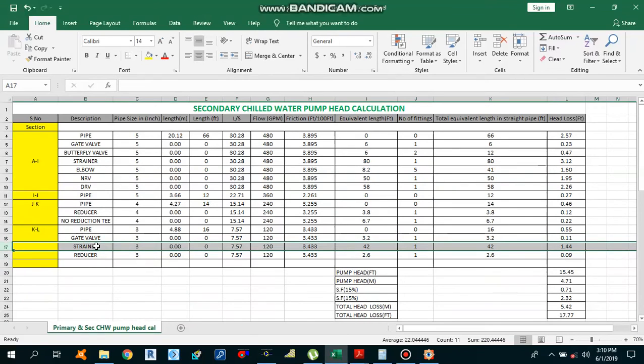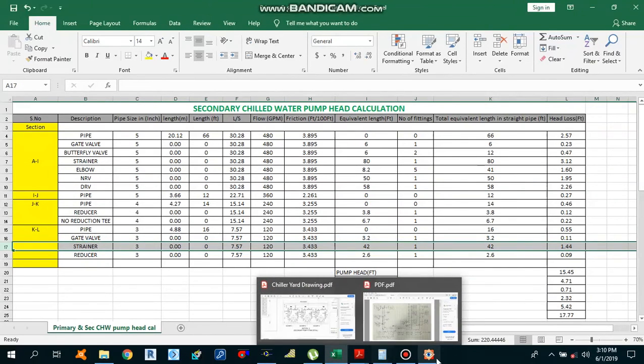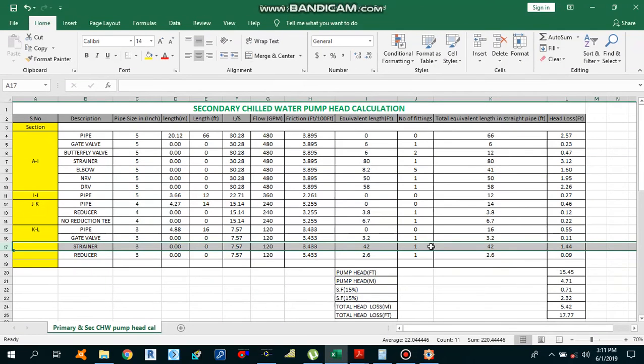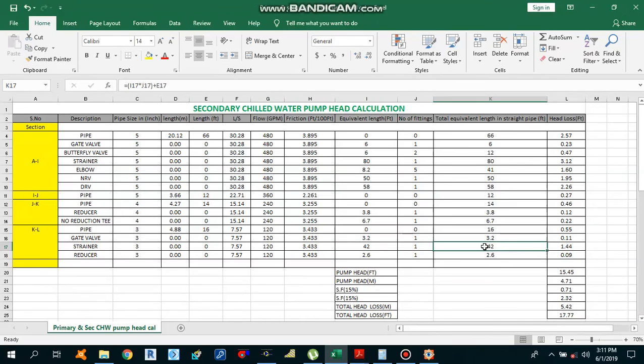So next fitting which we have over here is strainer, 3-inch strainer. So this is a wire type strainer over here and 3-inch. We move to the right side, and since we are using a flange end strainer over here, so equivalent length is 42 over here for the flange end strainer, 3-inch, 42. So we have one strainer, so total equivalent length is 42, and we can calculate the head loss by multiplying this equivalent length with this friction, divide by 100.